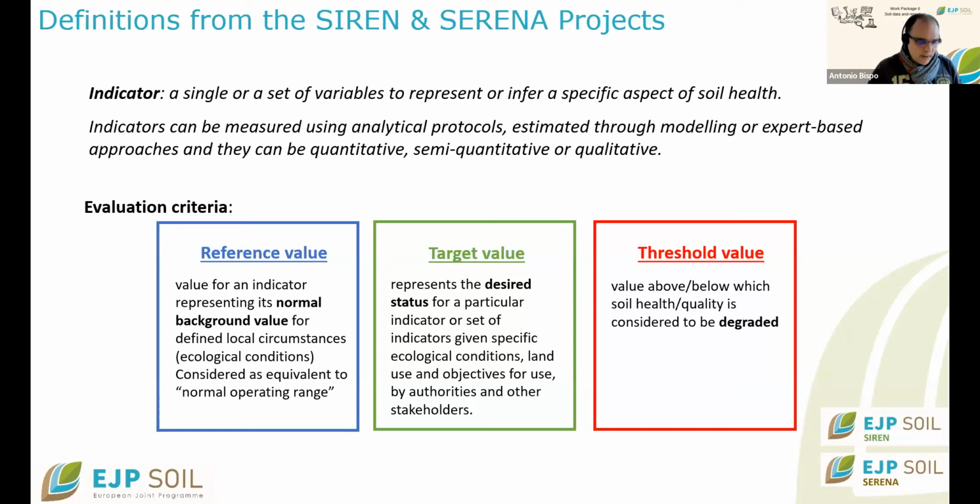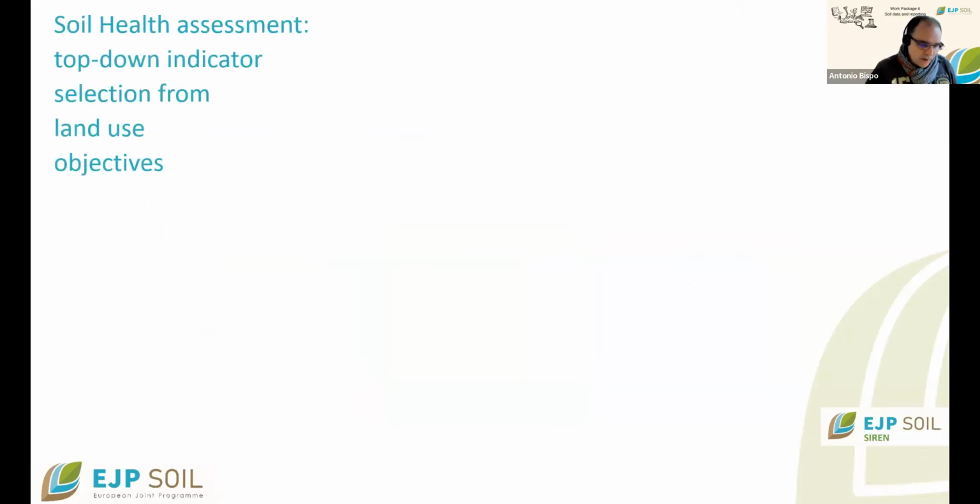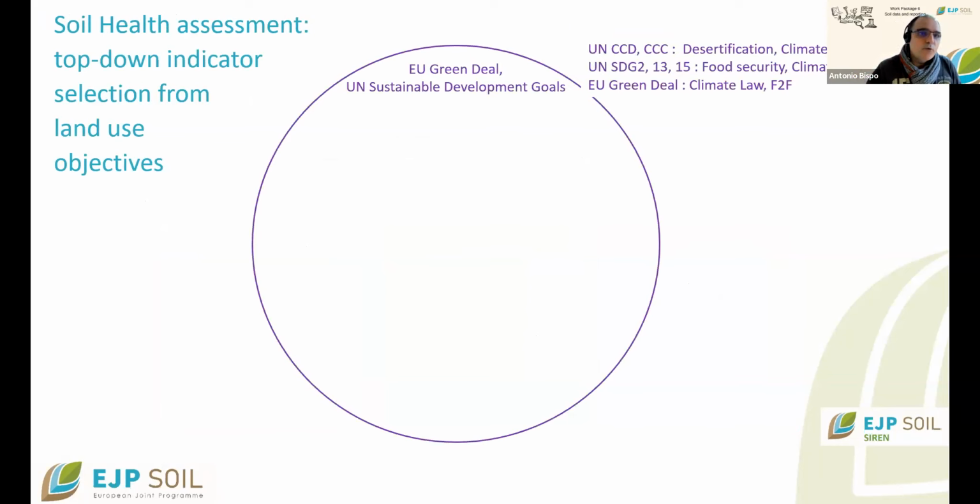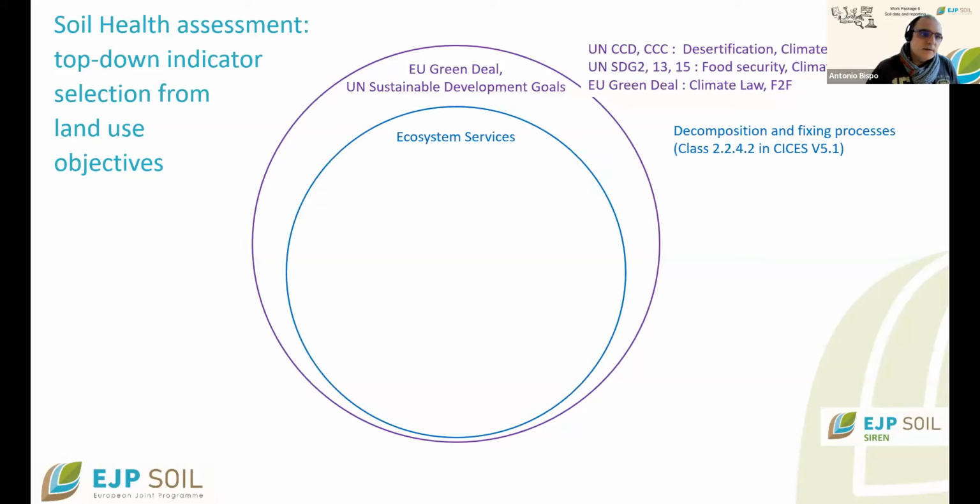And then coming to the selection of relevant possible indicators to evaluate soil health or soil quality, we discussed several ways. And we first suggested a top-down approach. And in that top-down approach, we start from the needs, from the policy needs. And here there's an example where if you consider different policy needs for desertification and climate change and food security, then we look at what are the ecosystem services that are needed, that are requested to support those policies. Then here, for example, it's decomposition and fixing processes linked to climate change.